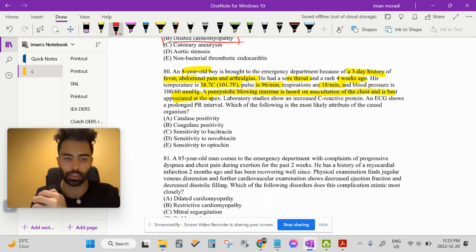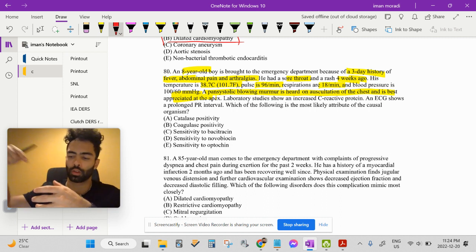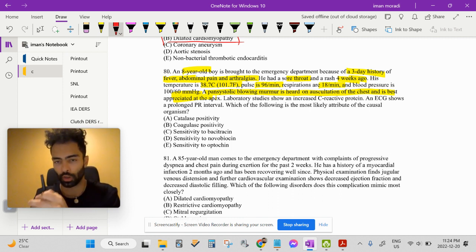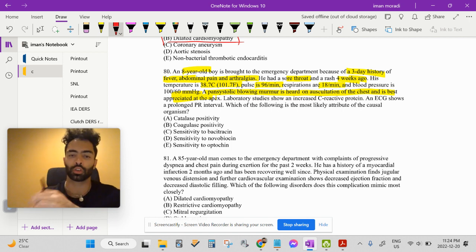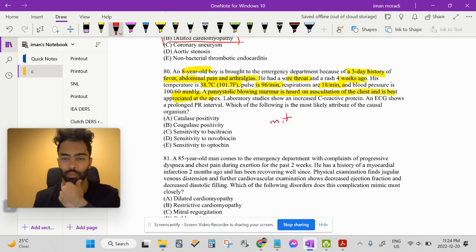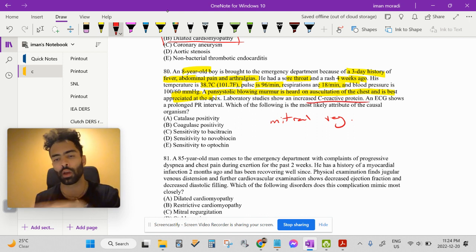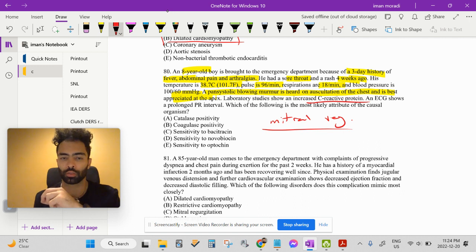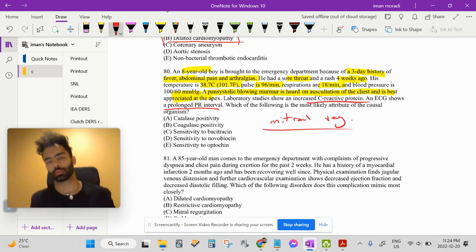Systolic means when the heart is contracting. Remember, blood comes into the heart through the mitral valve. So if the heart is contracting and you hear a murmur at the mitral, it means blood is regurgitating out through the mitral. So it's mitral regurgitation. This guy also has a raised C-reactive protein, so he just had an infection and now has mitral regurgitation. Prolonged PR interval, interesting. And then it asks what bacteria causes this.